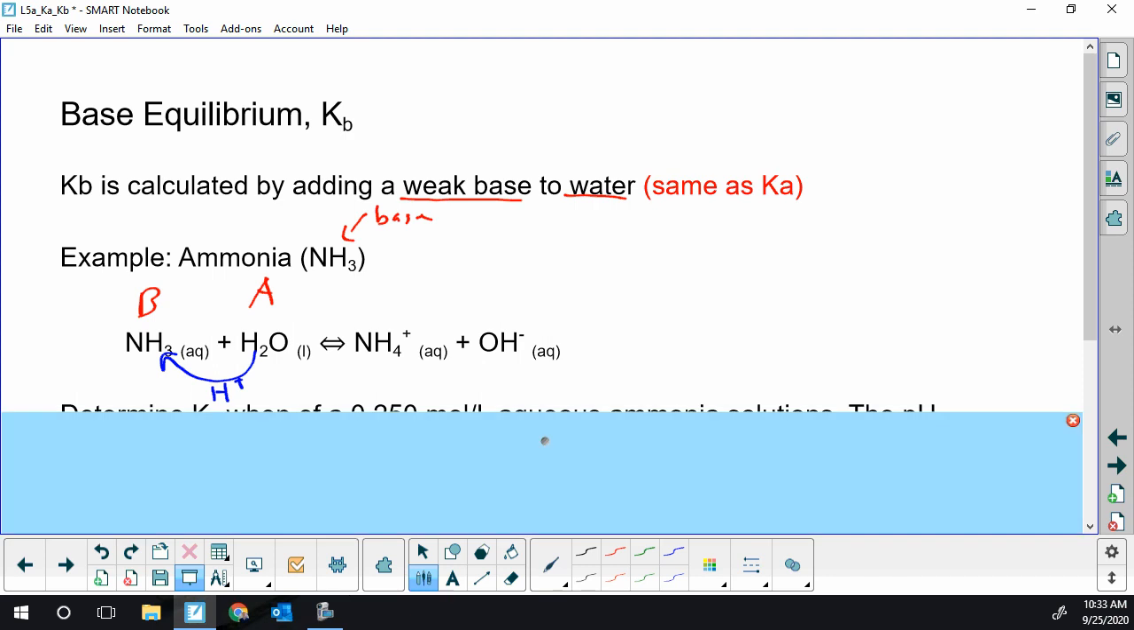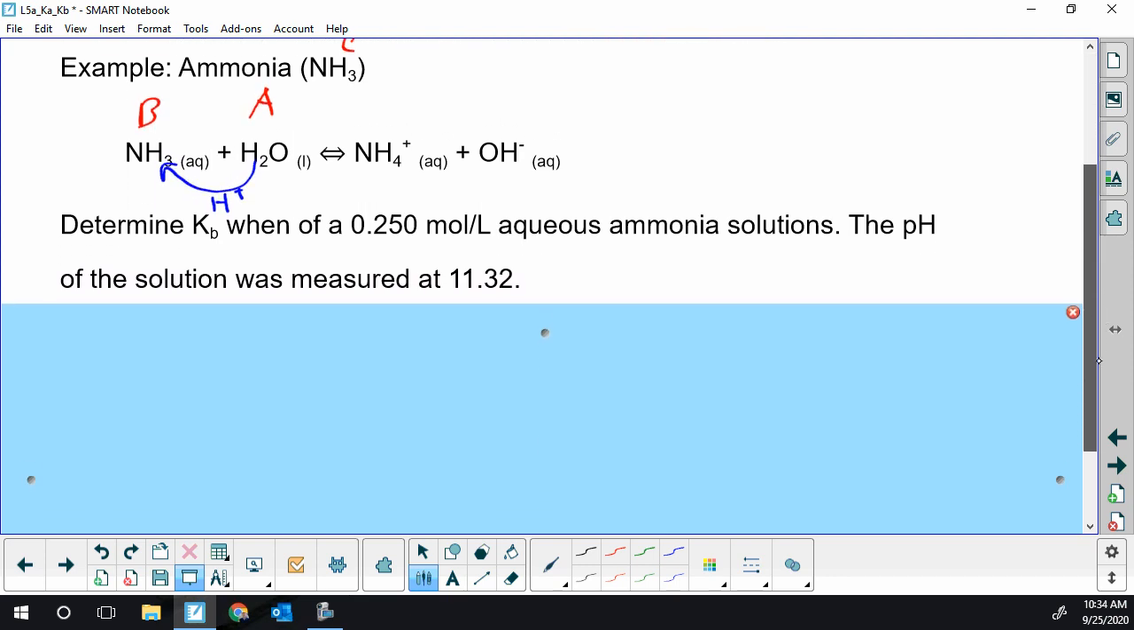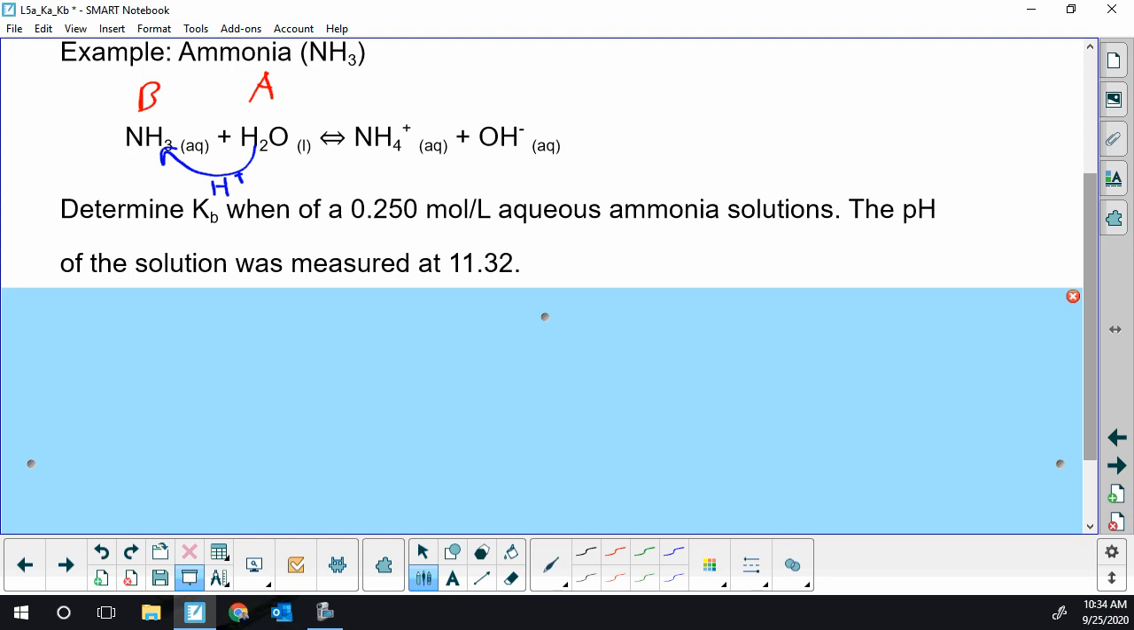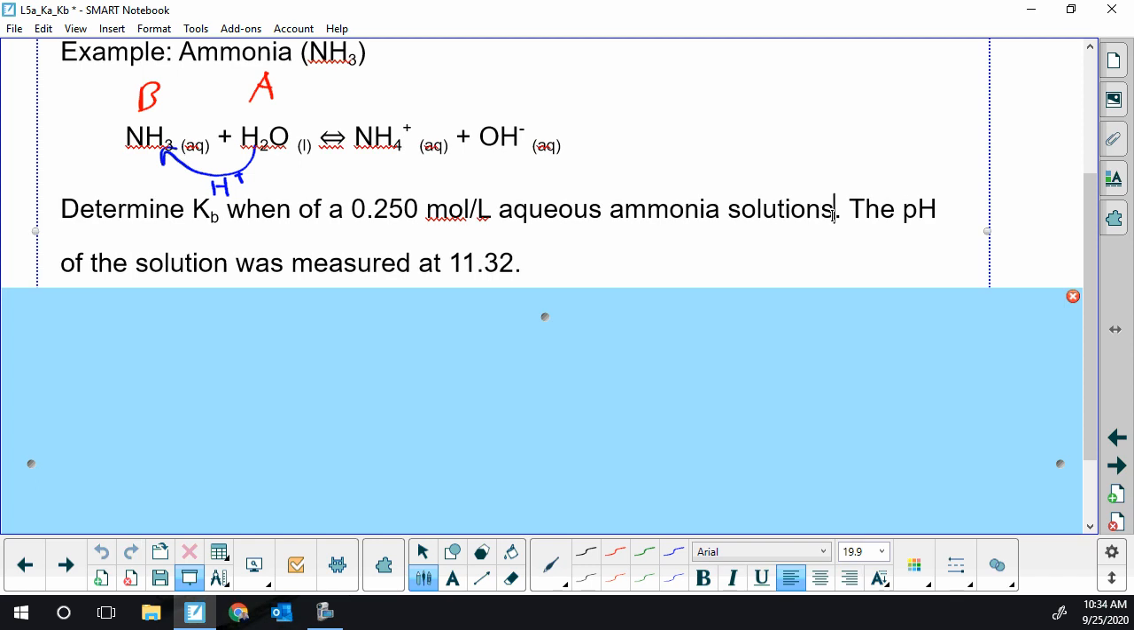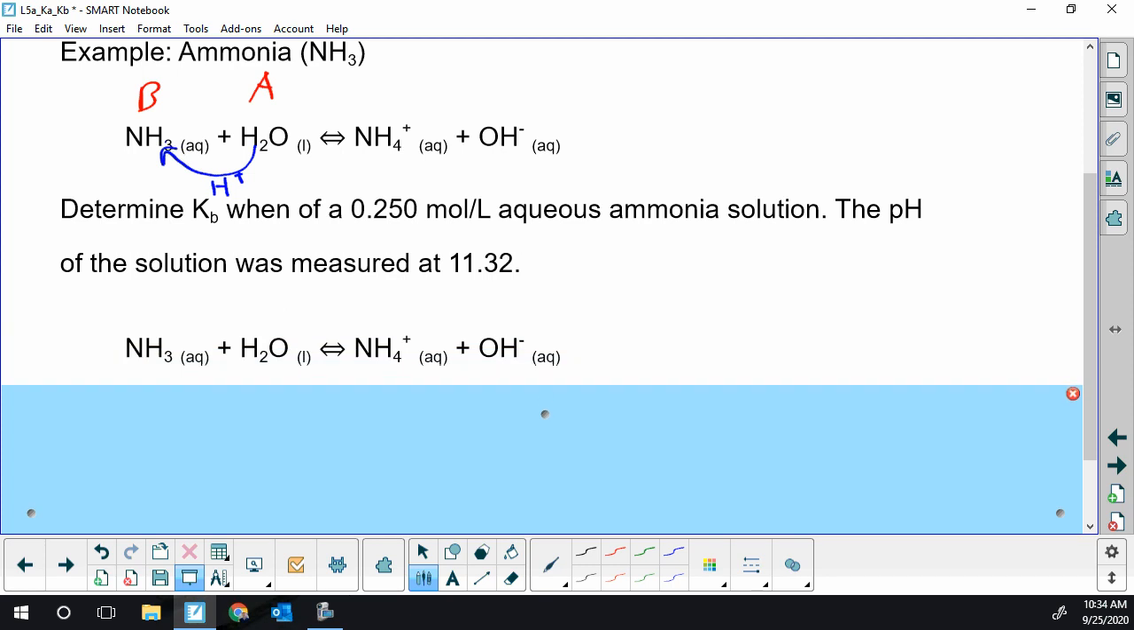And then I'm going to roll right into an example. I'm going to use that same ammonia that I just used in my intro example. Determine Kb when you have a quarter of a mole per liter aqueous ammonia solution. And we're given the pH of this solution, and it's a basic pH as we would expect, above 7. So we need the equation for ammonia plus water.